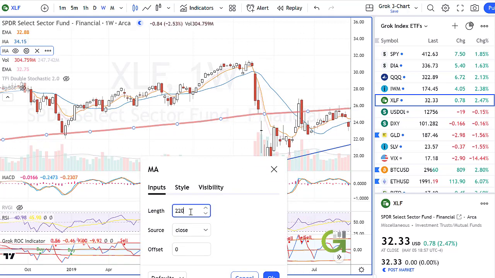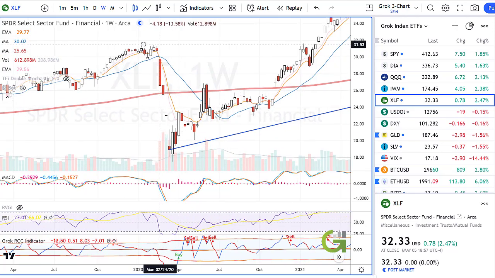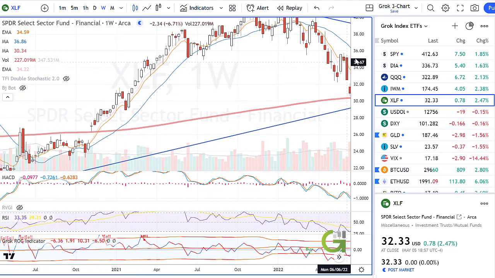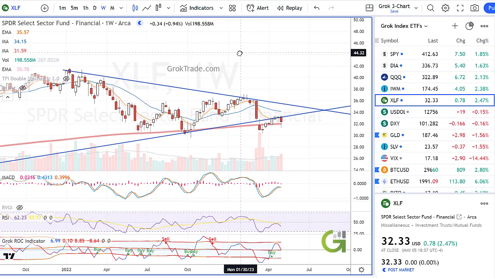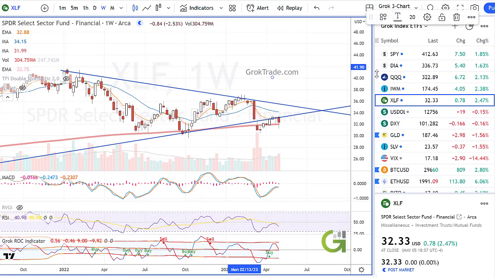But yeah, I'm going to stay 200. That's traditional. But on certain ETFs and stocks, what I'll do is tailor my moving averages to what the price action warrants, or what the price action actually respects.